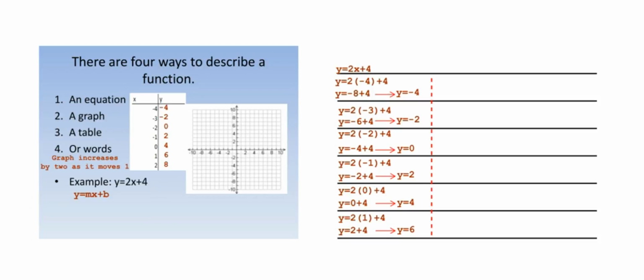Well, let's fill in the table then from what we got. When x is negative 4, we get negative 4 for y. When x is negative 3, we get negative 2 for y. X is negative 2, we get 0, 2, 4, 6, and finally we get 8. Okay, so do notice it does take some time if we're filling it in by calculations, right?